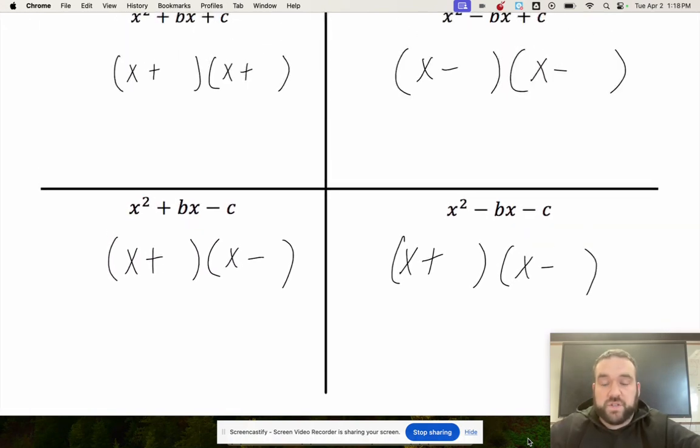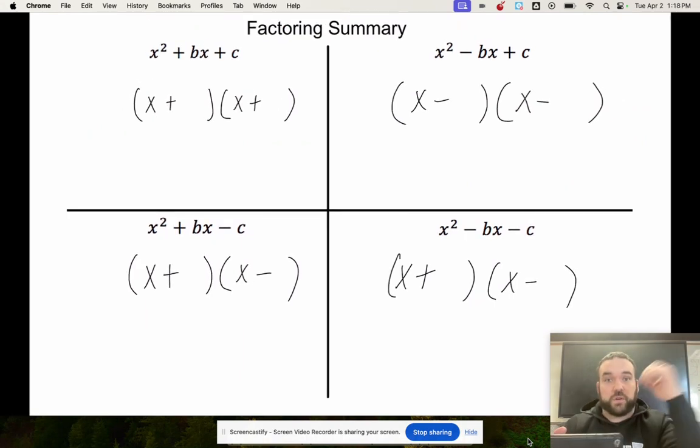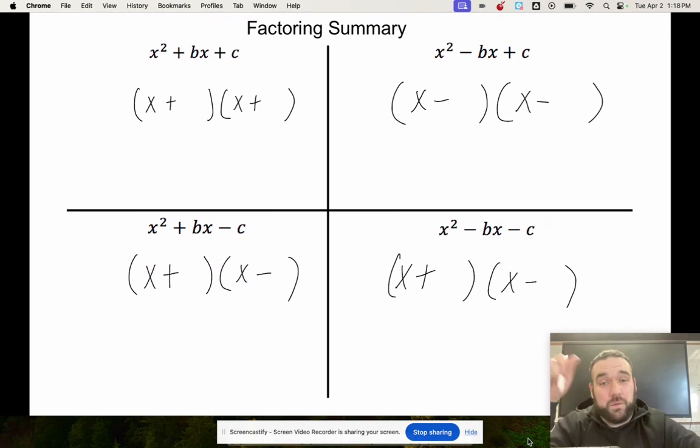So just a quick little graphic organizer to kind of show all the different layouts. I know that this will be the layout when I try to factor trinomials based on positives and negatives.